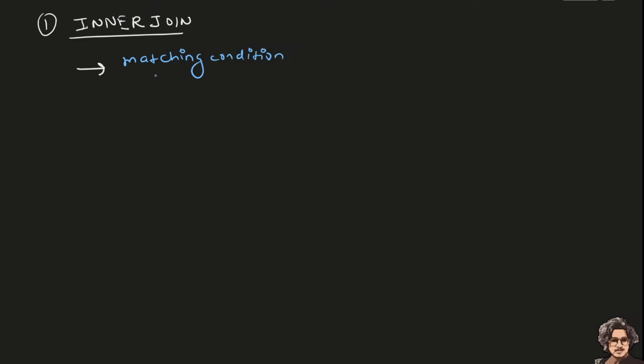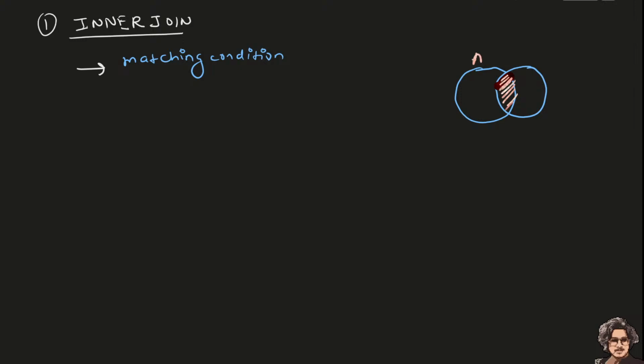It returns only those records where the specific condition is true in both tables. So if both tables give a matching condition, in that case we return it. So this is the record, the matching condition in both tables. You can see this part is the matching condition from both tables.